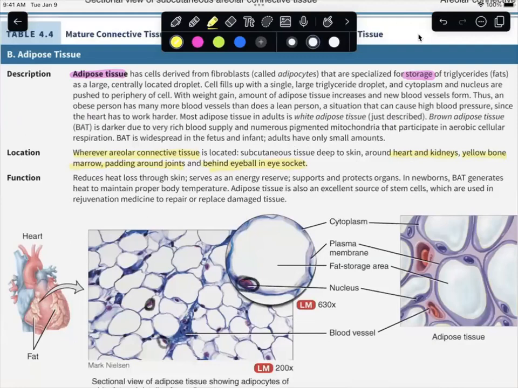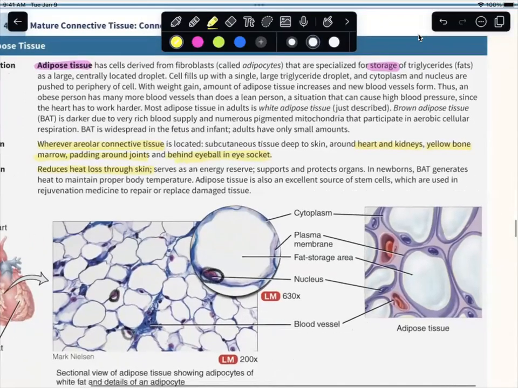So all this fat is reducing heat loss. It's an energy reserve because it's storing those fat cells, those triglycerides, those types of fats. We can use that to make energy. It also supports and protects certain organs. We said the heart, the kidneys, the eyeballs. We're protecting those organs. We don't want anything to happen to them.